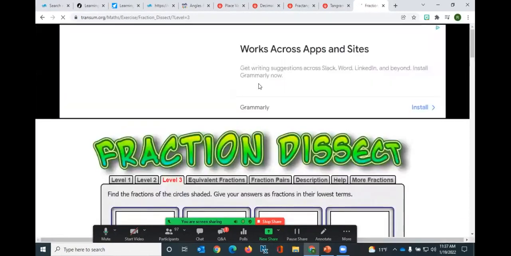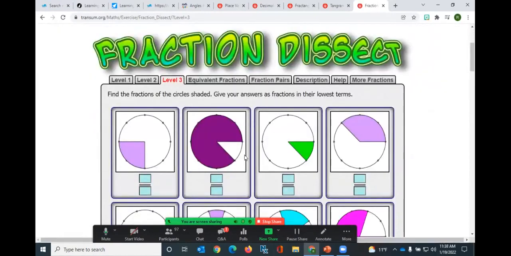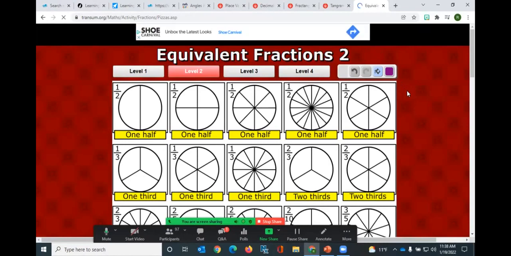Another level within fraction dissect, using different shapes so that we're moving from rectangles and squares to circles. Of course, my favorite, equivalent fractions are where it's at. So being able to find what 1/2 looks like in its varying forms, what 1/3 looks like in its varying forms. And this is one of those things that can really help students connect.